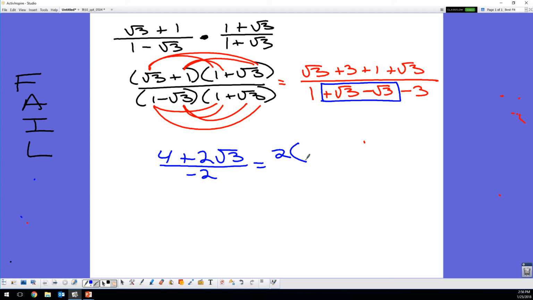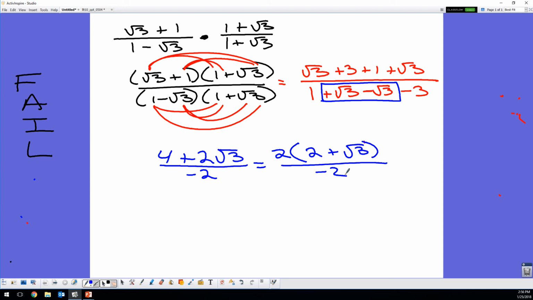What's 4 divided by 2? 2. Now plus, what's 2 divided by 2? 1. So it's going to be just 1 rad 3, isn't it? So rad 3 over -2. Now I have factored it out. So now it's all the way out of it, right?